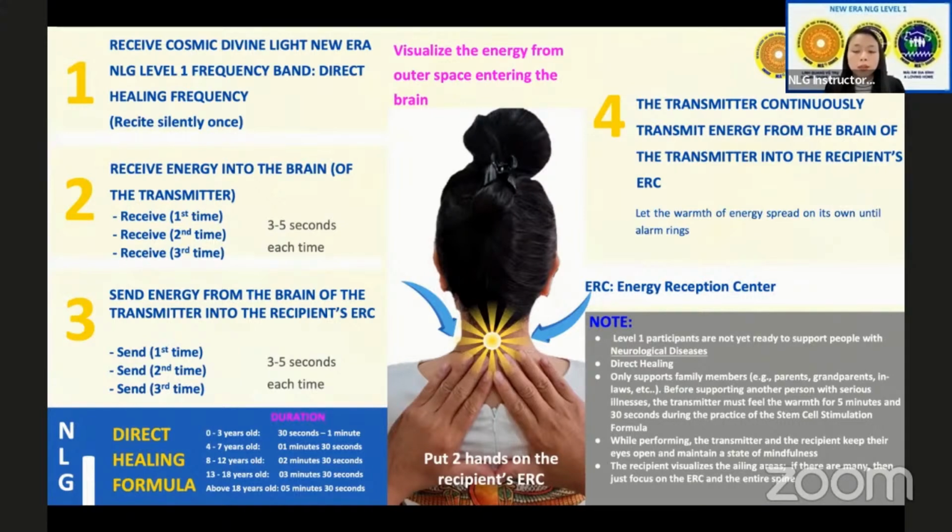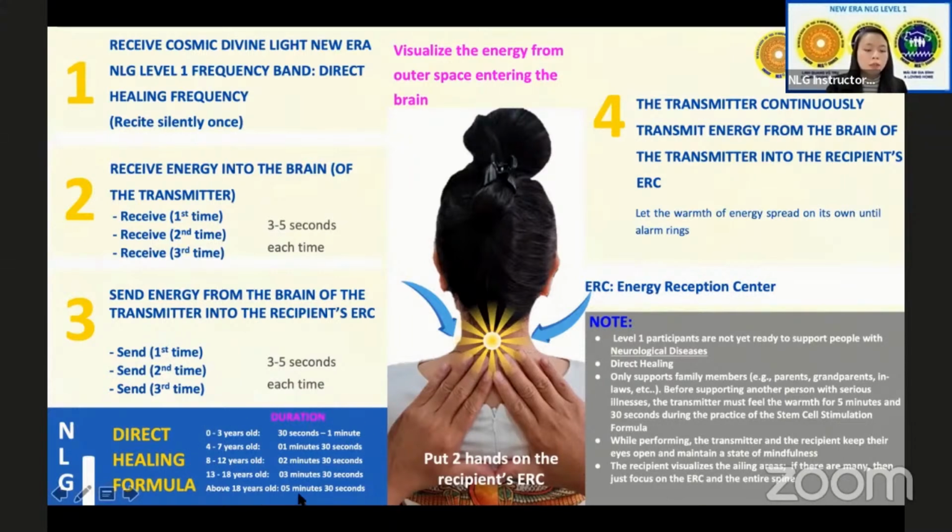While performing, the transmitter and the recipient keep their eyes open and maintain a state of mindfulness. So this is something that you need to tell the recipient as well, so that they know how to receive it. You can also tell the recipient to visualize their ailing areas, where it is hurting on their body. If there are many areas, then you just tell them to focus on the ERC and the entire spine. That is the instruction that you will give the recipient, but on your part, as the transmitter, you need to follow the formulas, whatever it is instructing you to do here.